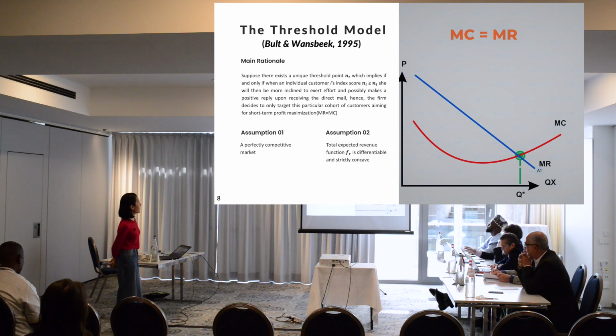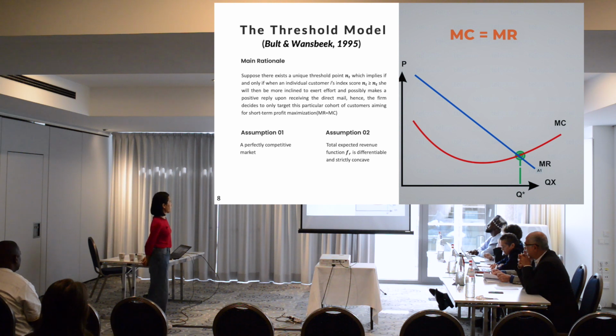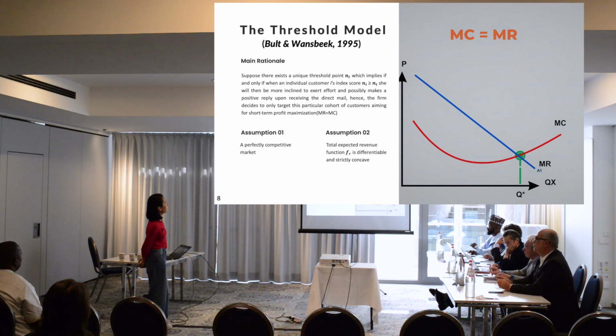The main rationale behind their model is, suppose there exists a unique threshold point NT, which implies that if and only if an individual customer i's index score Ni is greater than or equal to NT, she will be more inclined to exert effort and possibly make a positive reply upon receiving a direct mail. Hence, the firm decides to only target this particular cohort of customers, aiming for short-term profit maximization. In economic terms, that is when marginal revenue equals marginal cost.